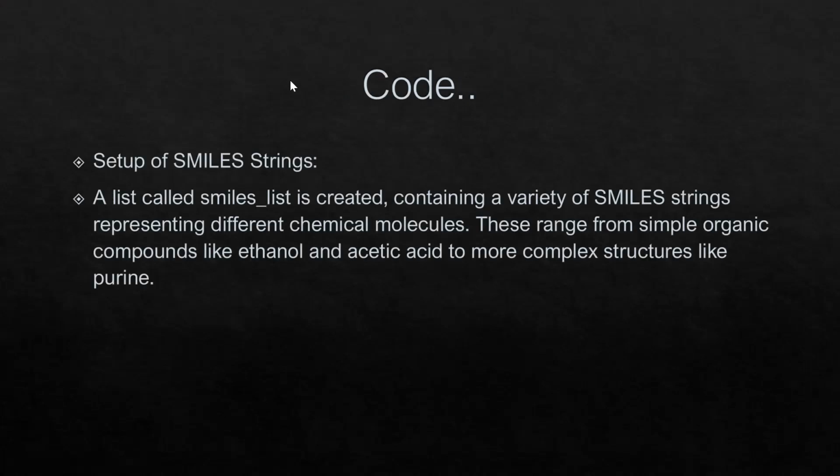Similarly, we bring in all the libraries, RDKit as well as Streamlit. Now set up the SMILES strings. A smiles list is created containing a variety of SMILES strings, because we want to show how we can store it in a list-like structure. They range from simple organic compounds like ethanol and acetic acid to more complex structures like purine.